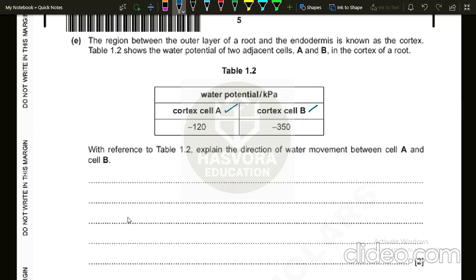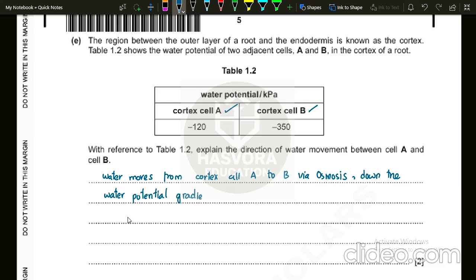We just have to write the mechanism that via osmosis it will move from higher to lower concentration gradient, and from higher to lower water potential gradient, and from cell A to B. So we can just write: water moves from cortex cell A to B via osmosis down the water potential gradient, or you can also write from less negative to more negative.